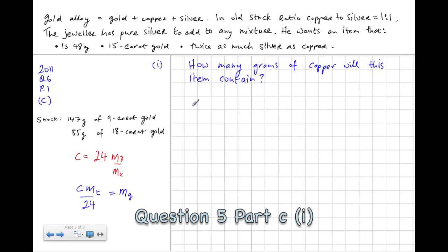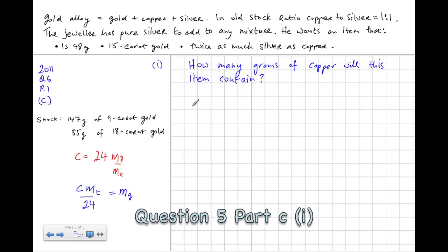Okay, question 5, part C1. In this question, we're told that there's a gold alloy that contains copper and silver. In the old stock, the ratio of copper to silver is 1:1. But the jeweler has a stock of pure silver and wants to add it to the mixture.